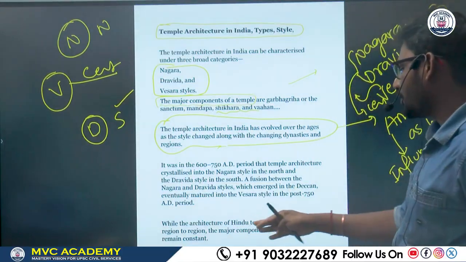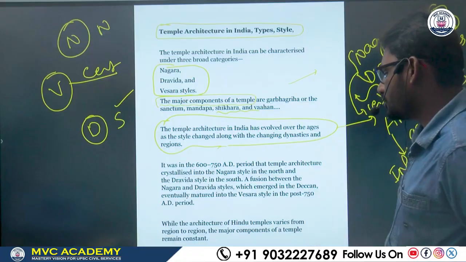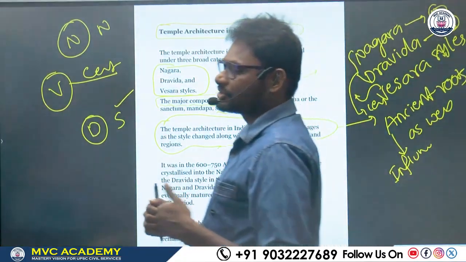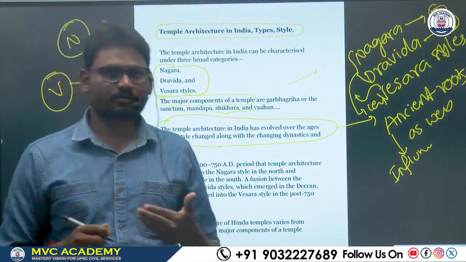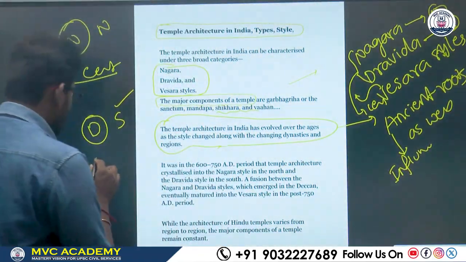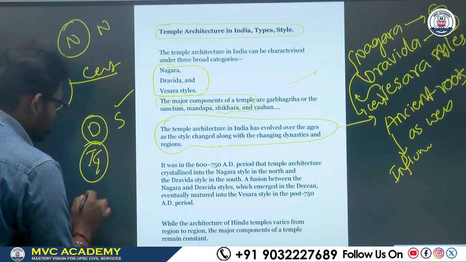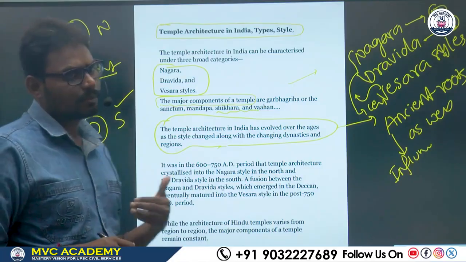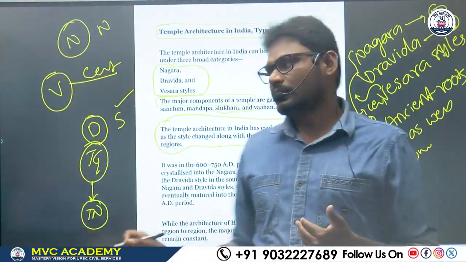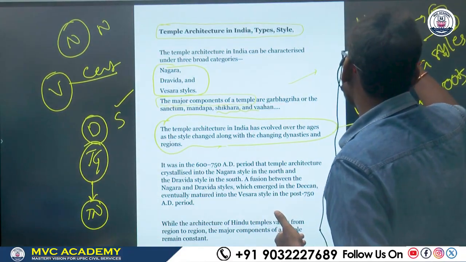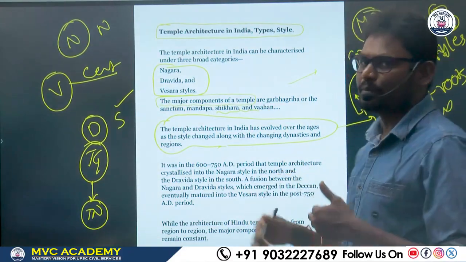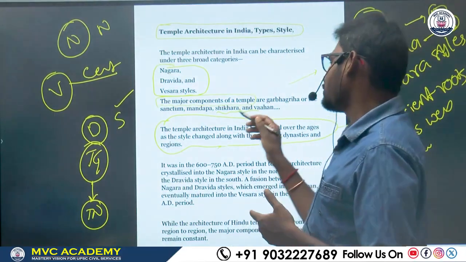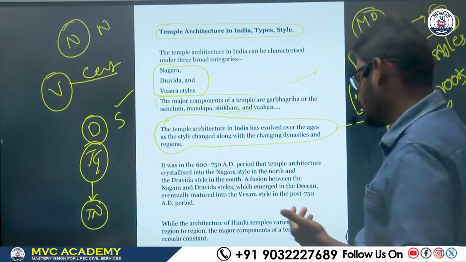Next, while the architecture of Hindu temples varies from region to region, the major components of a temple remain constant. Maybe the architecture is different from region to region. Means the temples in Telangana may have variations with respect to the Tamil Nadu temples, and the temples in AP have differences with respect to Madhya Pradesh, etc. But the important components never change, such as sanctum, Mandapa, Shikara and Vahan.